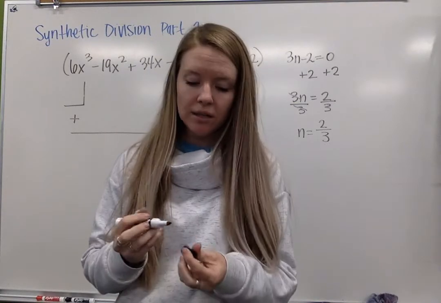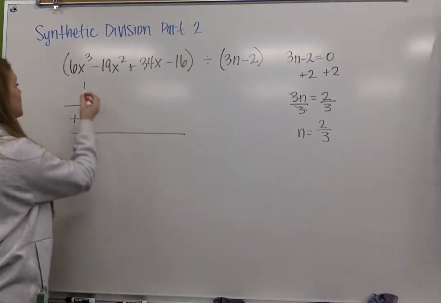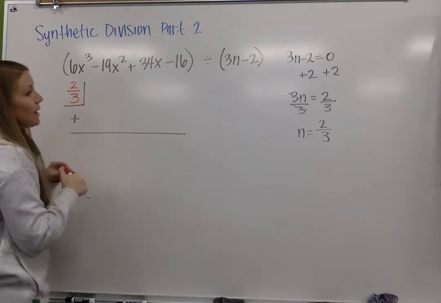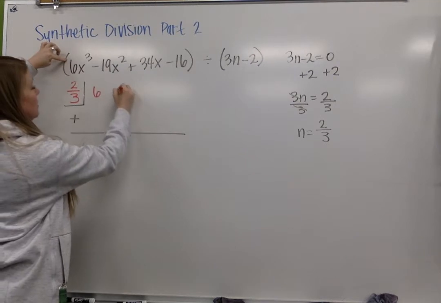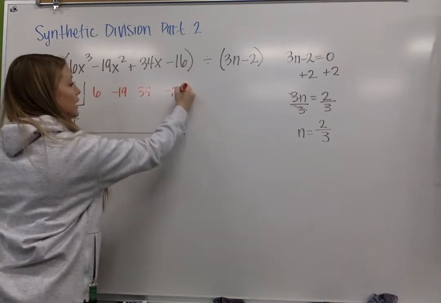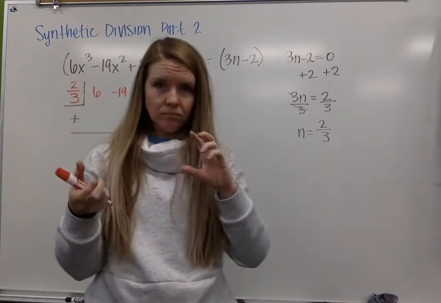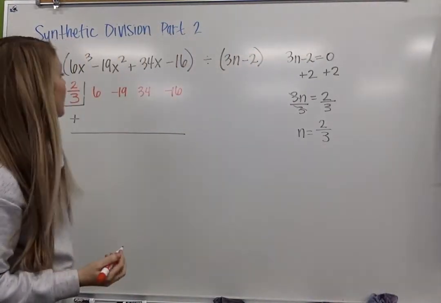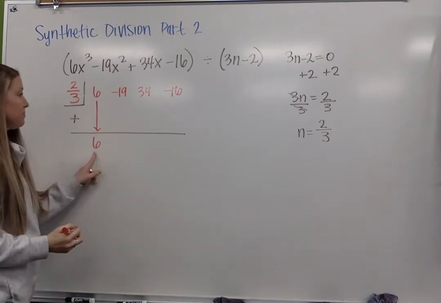So let's just take a look and see how this plays out. I'm putting my 2/3 in the box, and then I'm using my coefficients. So I have 6, -19, 34, and -16. No missing variables, so we don't need any placeholders. All right, first step, we drop the 6.